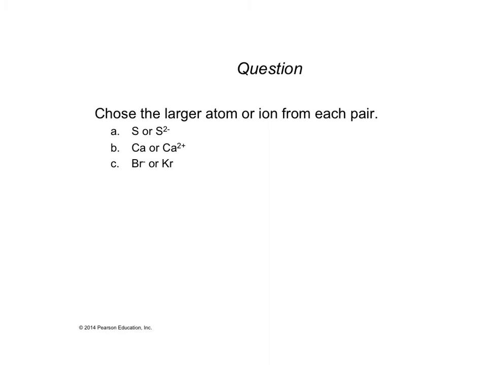Okay, so I want you to try this question. In each of these, I want you to tell me who is the larger atom. For A, we have sulfur versus sulfur 2 minus, calcium versus calcium 2 plus, and then bromine minus versus krypton. So I'm going to go ahead and draw that. Bromine minus versus krypton. It's hard to see. This is a minus.